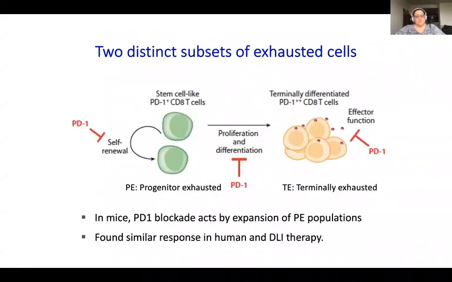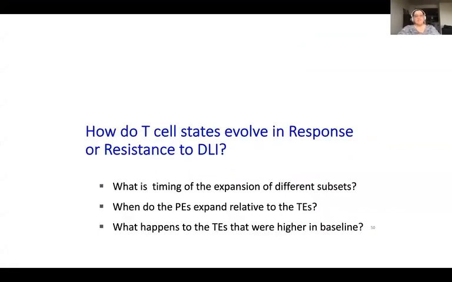And these two distinct types actually really match mouse work, where PD1 seems to exactly expand the PE clusters, really showing that DLI can have a very similar immunotherapy mechanism, where this reinvigoration happens through the expansion of these progenitor exhausted populations. Here we showed it in DLI in humans, and it was shown before really nicely in PD1 blockade in mouse. So we had this longitudinal data.